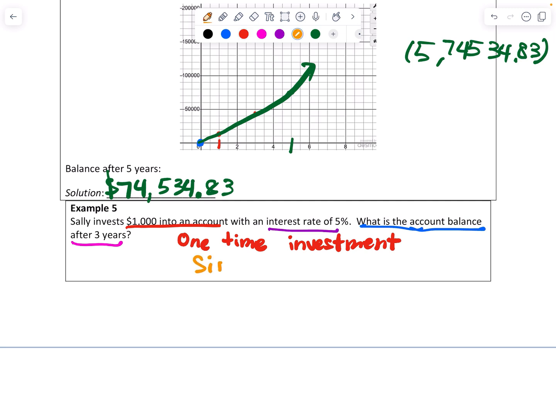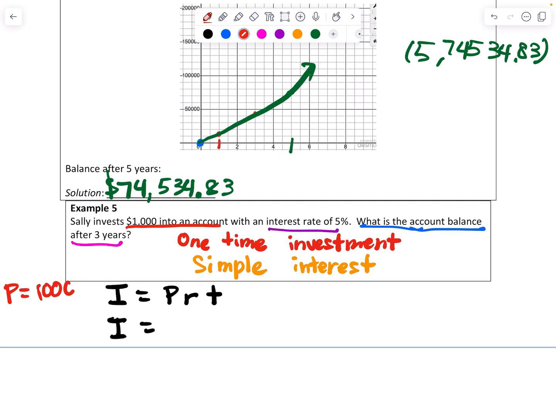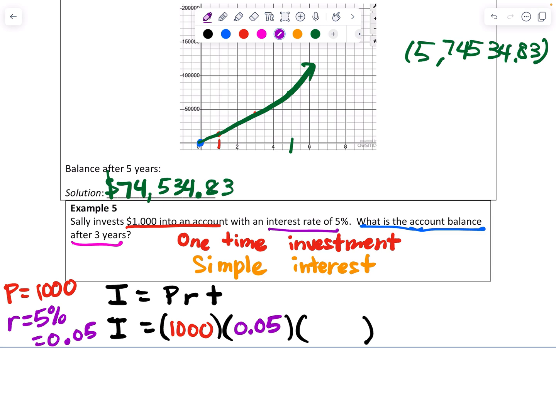This is simple interest. It's been a couple days since we did this. So remember this formula, interest equals principal times rate times time. Okay, so I'm going to find the interest by taking the principal. The principal is going to be that $1,000 that they invest. And we're going to multiply that by the rate and the time. The interest rate is 5%. Remember to move the decimal, so that'll be 0.05. And the time says 3 years.